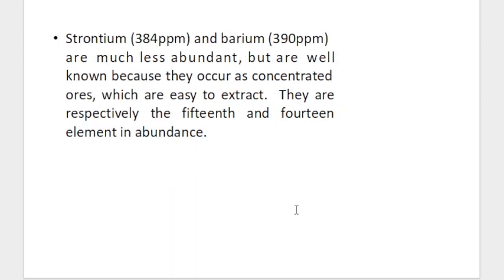Strontium, on the other hand, and barium are much less abundant but are well known because they occur as concentrated ore, which are easy to extract. When you say something occurs as a concentrated ore, it means that most of the ore does not have a lot of impurities, basically that. They are respectively the 15th and 14th elements in abundance.